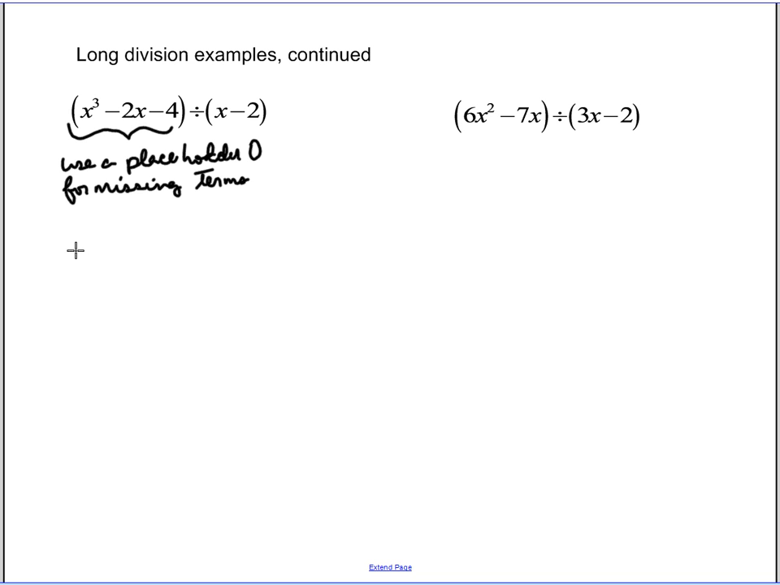So when we set up our division, this is what it's going to look like. X minus 2, our divisor, is going to go outside of our division bar. Underneath, we're going to get x cubed, but we also want to put plus 0x squared to take the place of that missing x squared term. So zeros always go in that placeholder area. Minus 2x minus 4. All right, so let's do the division.